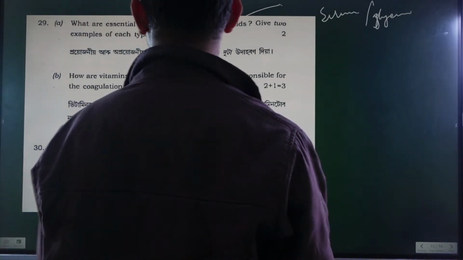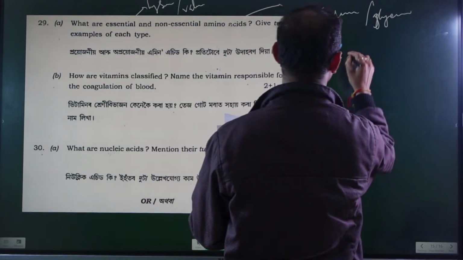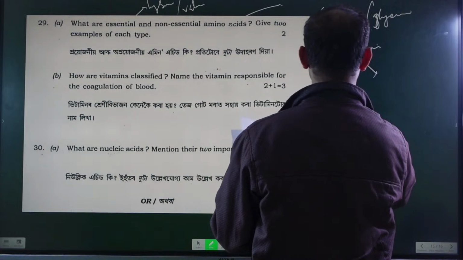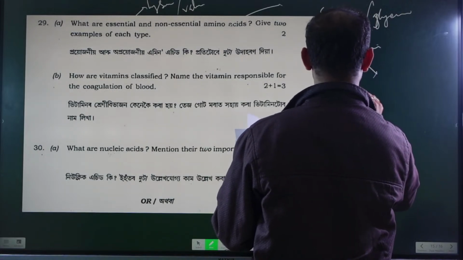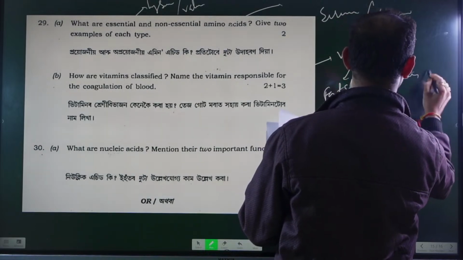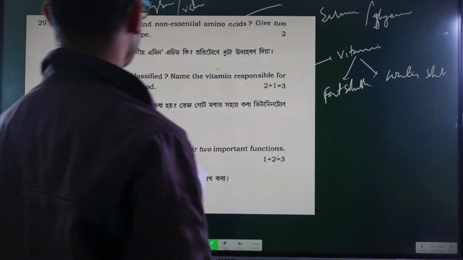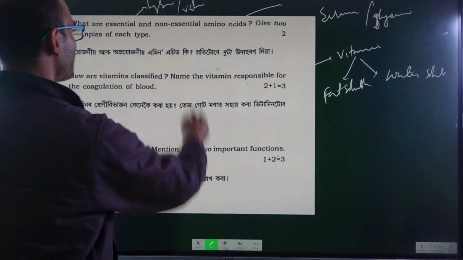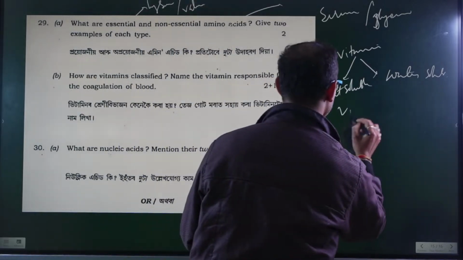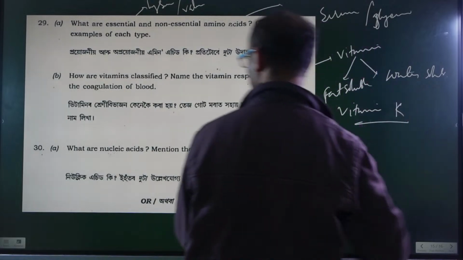Then, what are the classification of vitamins? So vitamins are biomolecules. You can classify the vitamins into two categories: one is fat soluble, and another is water soluble. Then it is asked, name the vitamin responsible for the coagulation of blood. That is vitamin K. Vitamin K is used for blood coagulation.